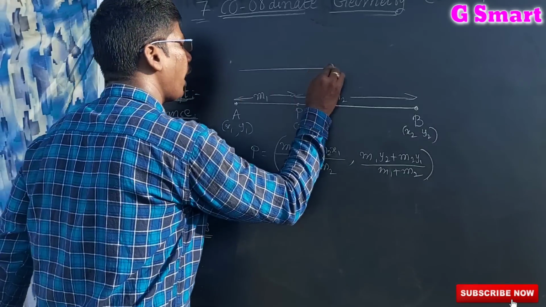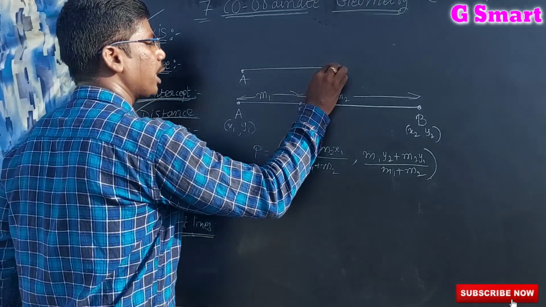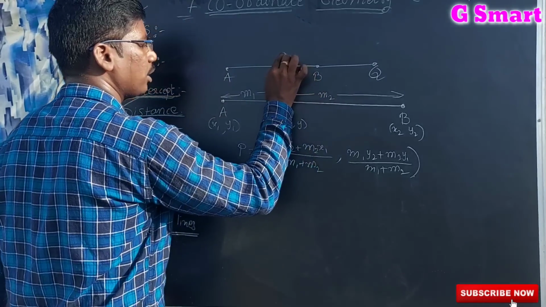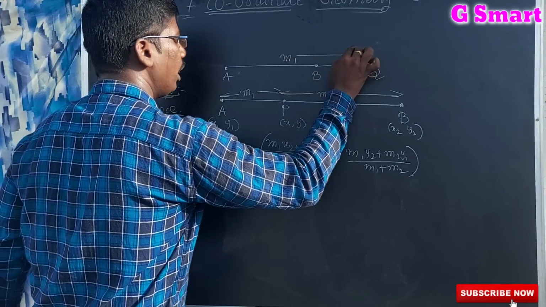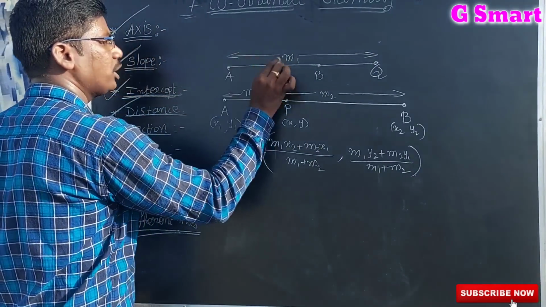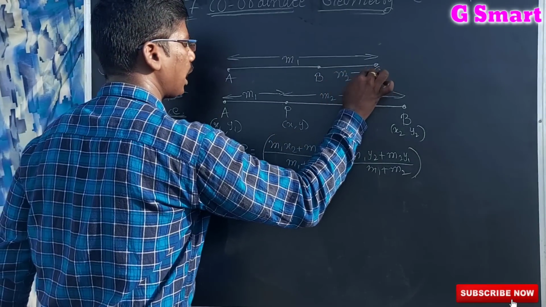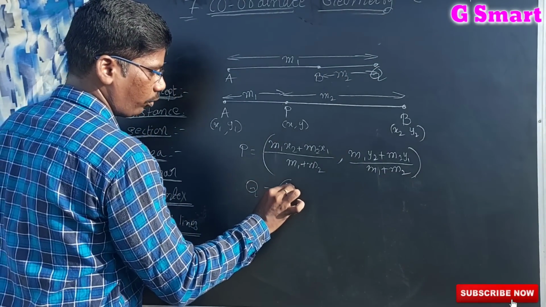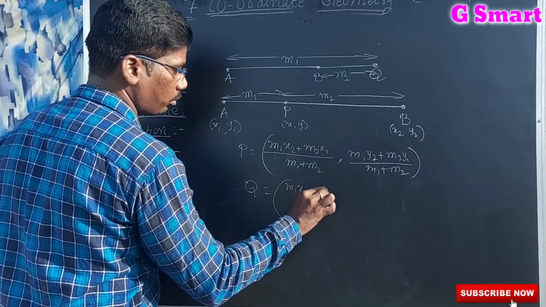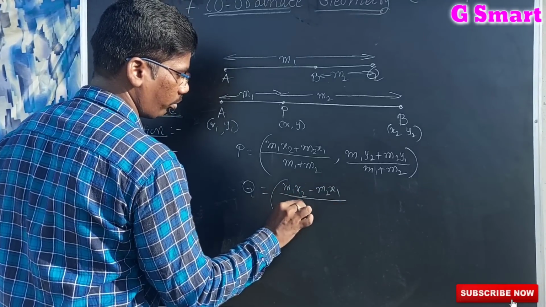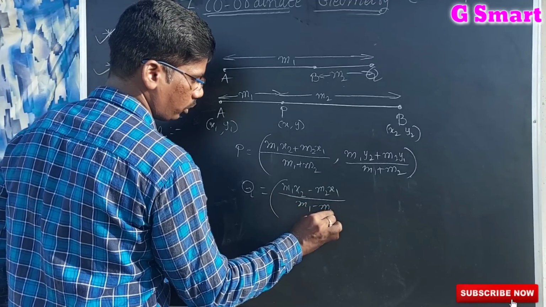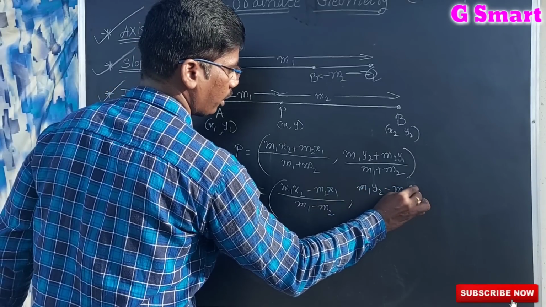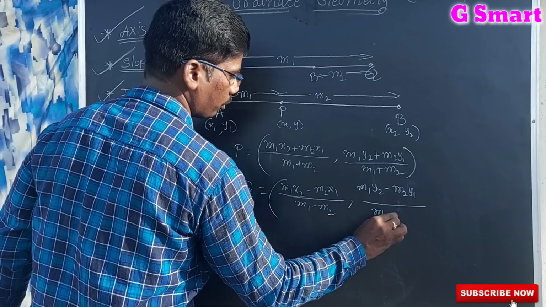So if on the same line AB, Q is an exterior point which is dividing the line in the ratio m1 is to m2 externally, then we can say that Q = (m1x2 - m2x1)/(m1 - m2), and again (m1y2 - m2y1)/(m1 - m2).